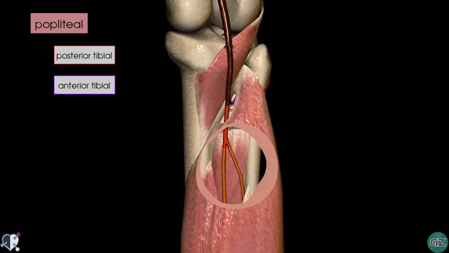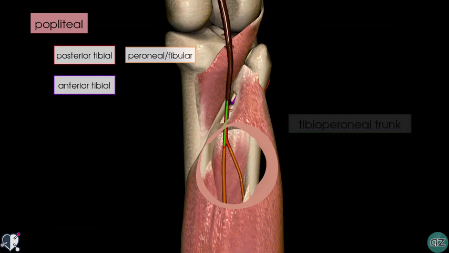So the posterior tibial artery gives off the peroneal or fibular artery, which you can see here. Now the bit between the origin of the anterior tibial and the origin of the fibular artery is sometimes referred to as the tibio-fibular trunk, or the tibio-peroneal trunk. So this tibio-fibular trunk gives off the fibular artery and the posterior tibial artery.